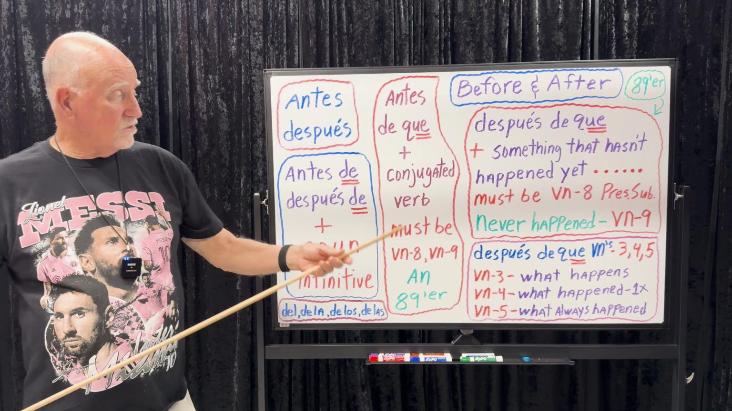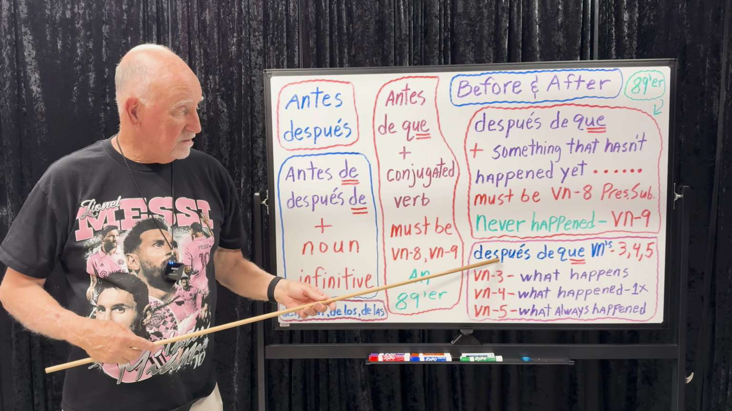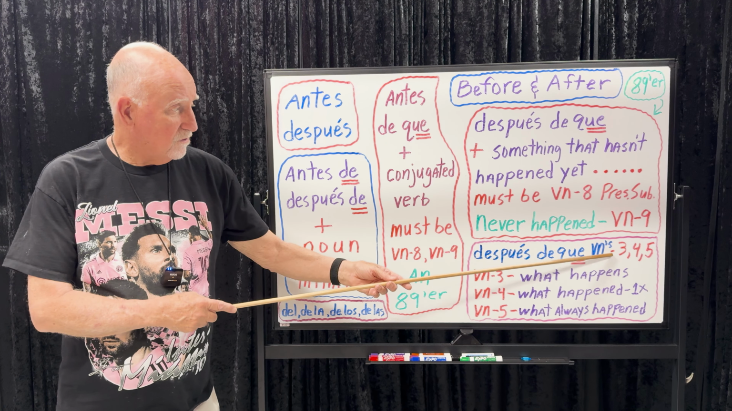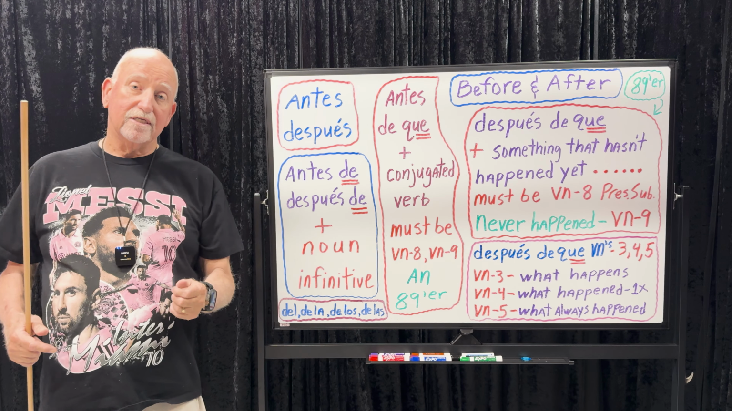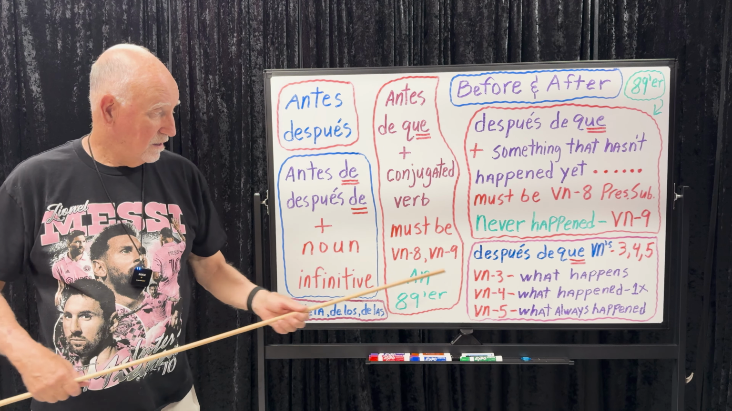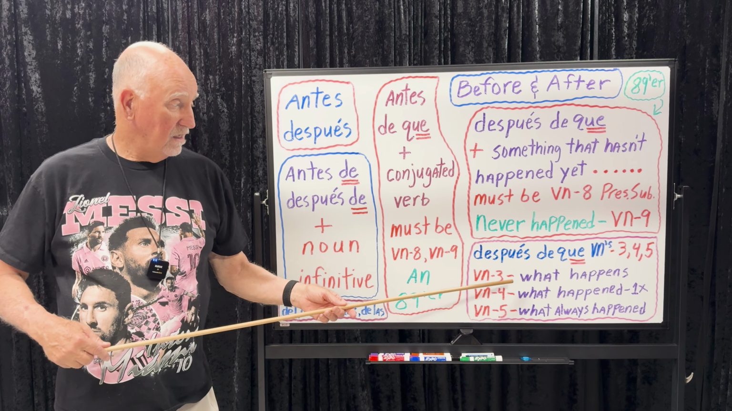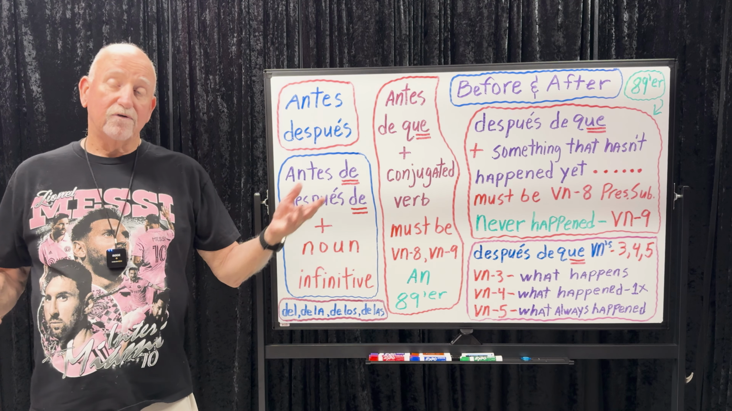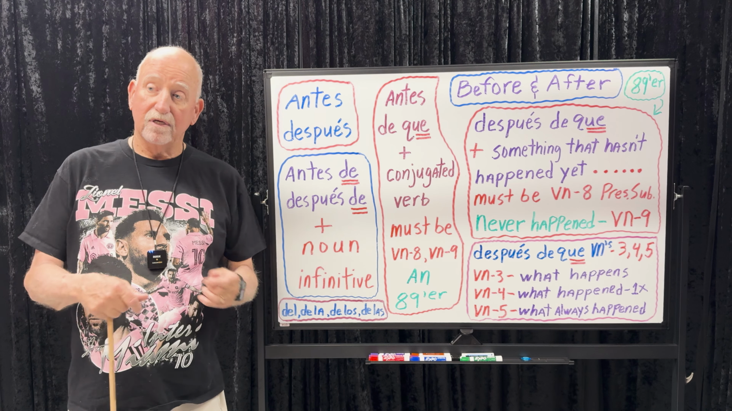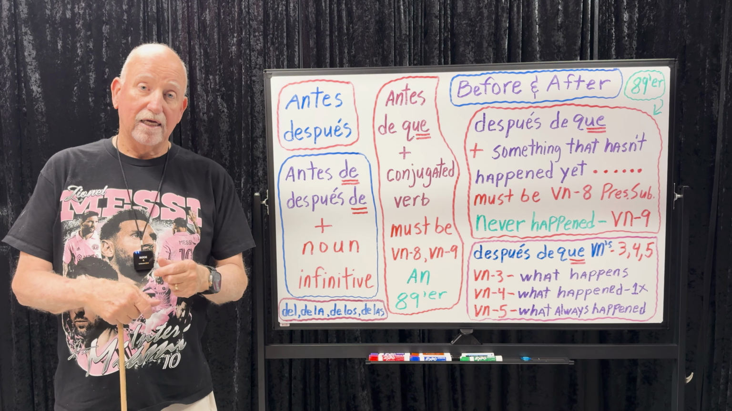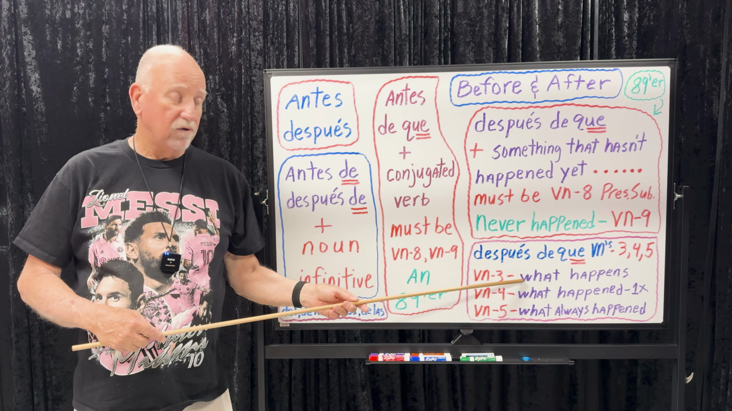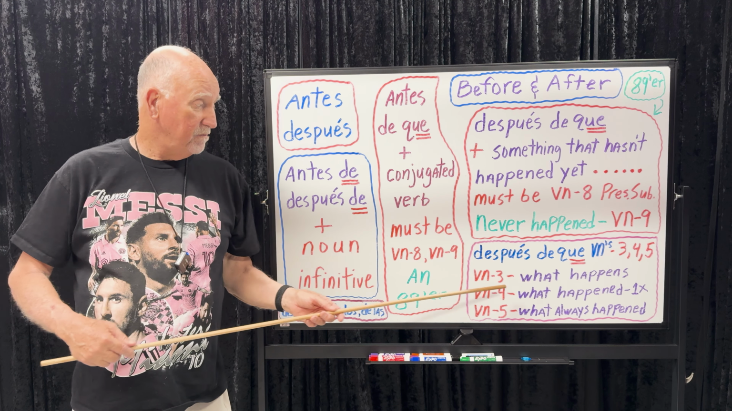All right, now let's drop down here to our final cluster. Después de que, okay, how do we do that? It says you can use verb numbers 3, 4, or 5, which are present tense, preterite, and imperfect. Those are indicative, those are non-subjunctive, okay? You're going to use verb number 3, which is a present tense, if you're talking about what happens all the time, like after I get home, después de que llego a la casa, after I go to bed, después de que me acuesto, after I read a book, después de que leo un libro. If you want to say después de que and follow it by something that you always do or always happens, it's going to be present tense.